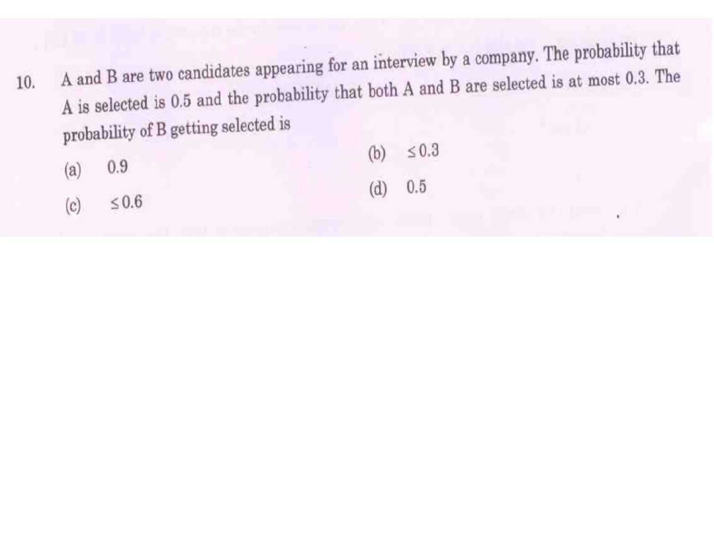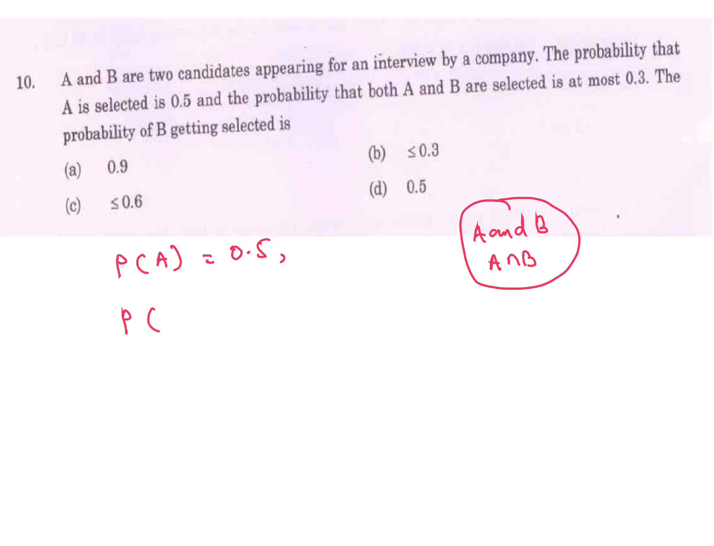So in this question, probability of A selected is 0.5. Then probability of both A and B, as I already told, is A intersection B. So P(A intersection B) equals 0.3. We have to calculate the probability of B getting selected.